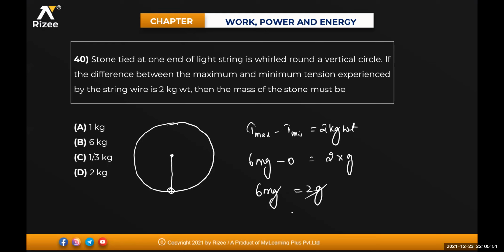This g will get cancelled. So m will be equal to 2 by 6. 2 ones are 2, 2 threes are 6. That means that will become 1 by 3 kg. Option C. Very good.